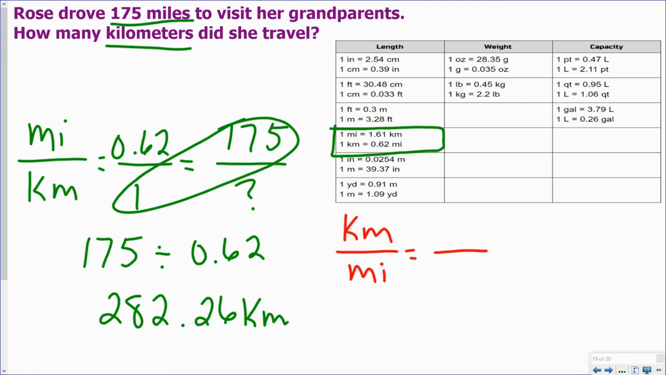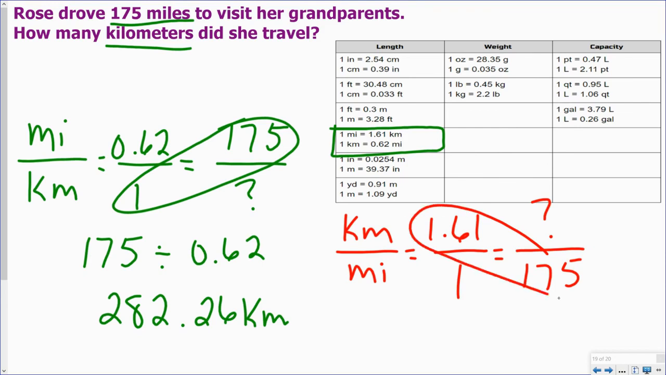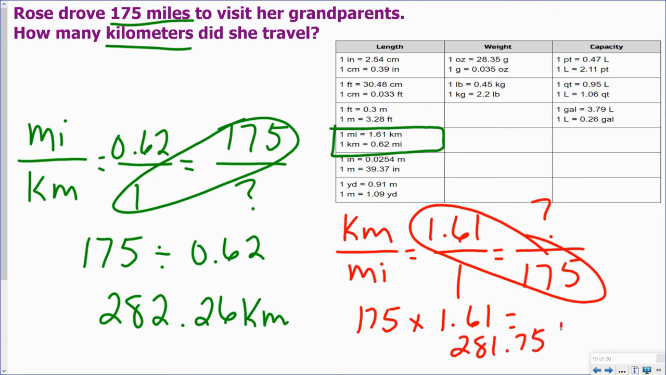Now, if we set it up the other way, then we're going to have kilometers to miles. And again, 1 mile is 1 and 61 hundredths kilometers. I still have my 175 miles, trying to figure out my kilometers. So again, cross multiply. So I take 175 multiplied by 1 and 61 hundredths, and that gets me a total of 281 and 75 hundredths kilometers.